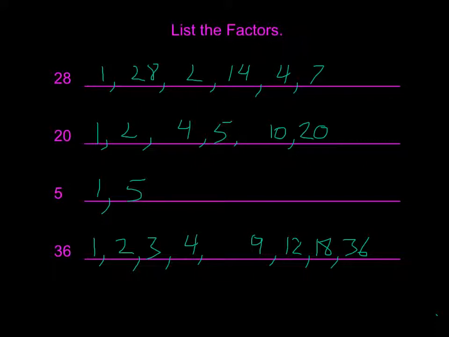6 times 6 is 36. Now, because it's 6 times 6, I only need to put one of those in here because I'm only listing it. So I'm just going to put one 6 in here. And 6 times 6 is 36, and that's where we can stop. And so our factors of 36 are 1, 2, 3, 4, 6, 9, 12, 18, and 36. And that is how we list factors or model and list factors.